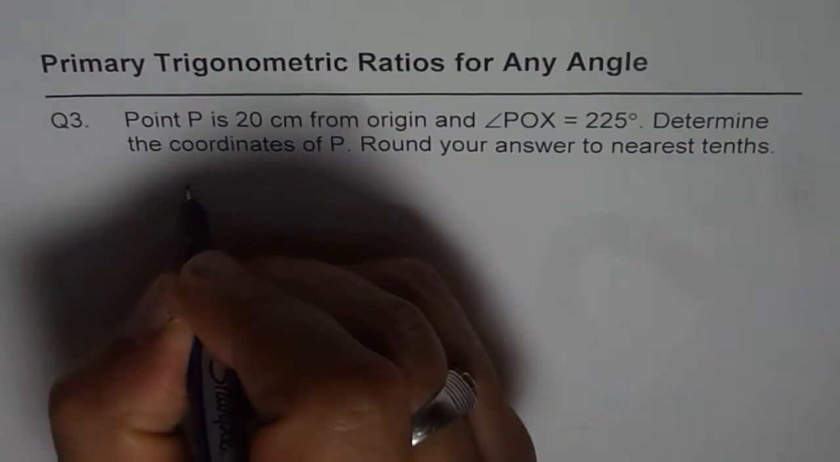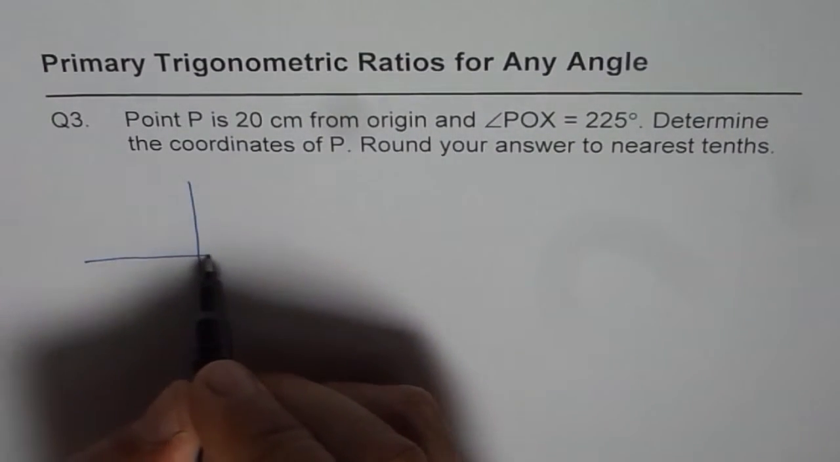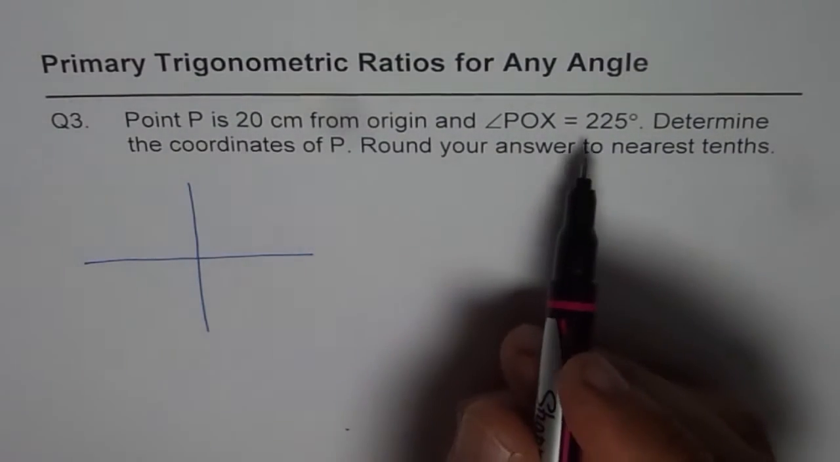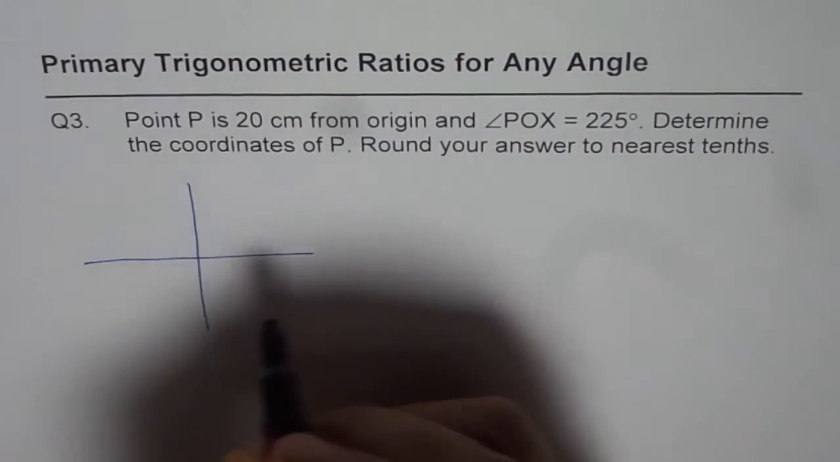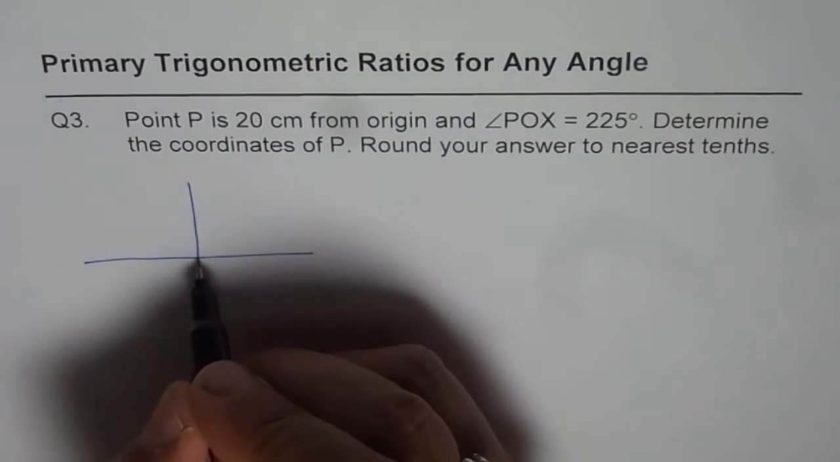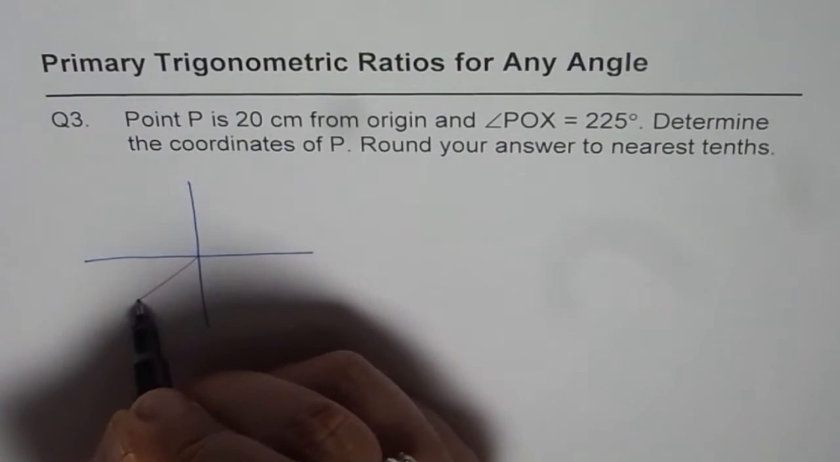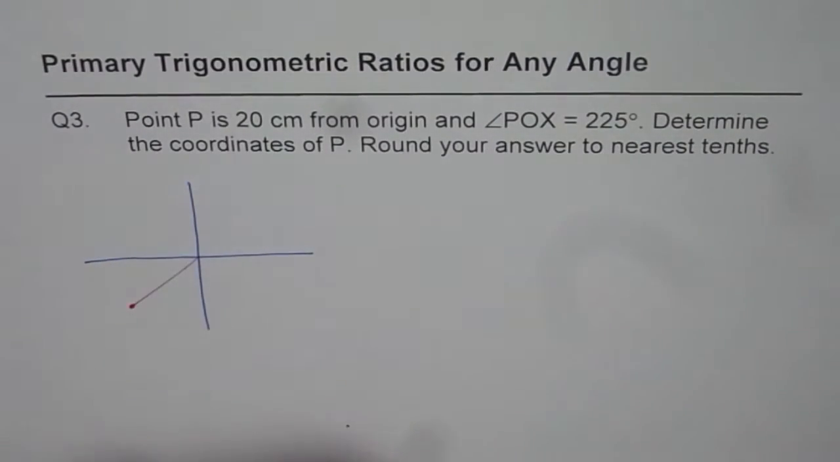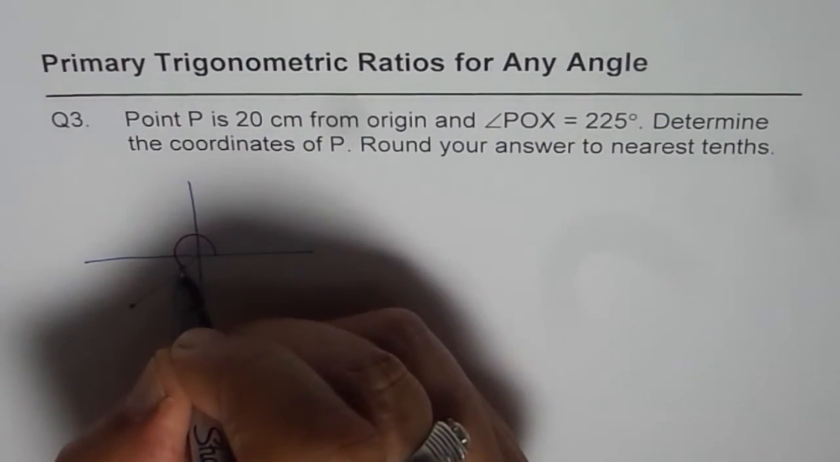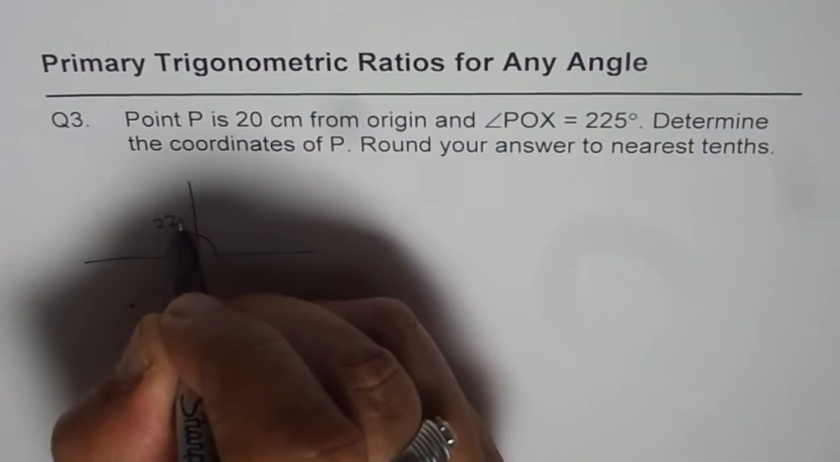So let's first sketch. We are given point P, which makes an angle of 225. So 225 will be between 180 and 270. Let's say it's kind of here, okay? So that is the point P for us, making an angle of 225. That means this angle is 225 degrees.